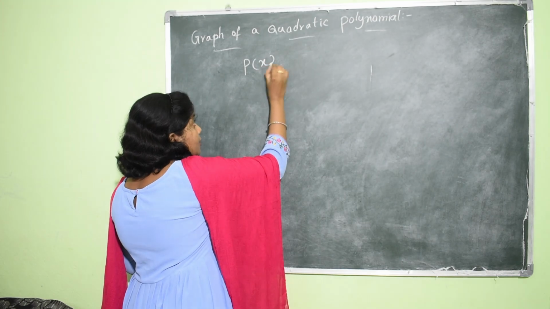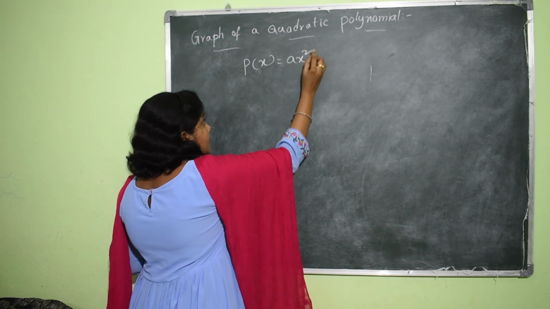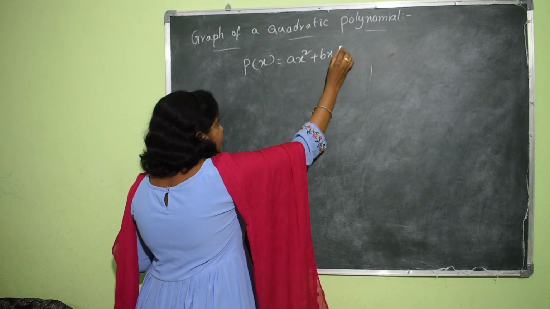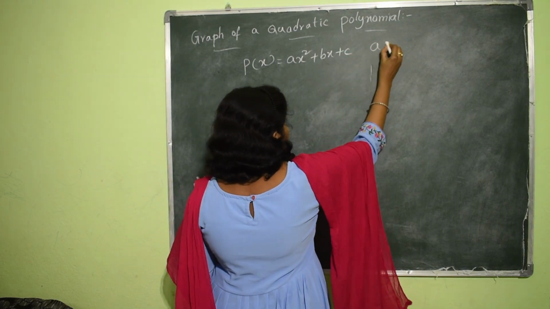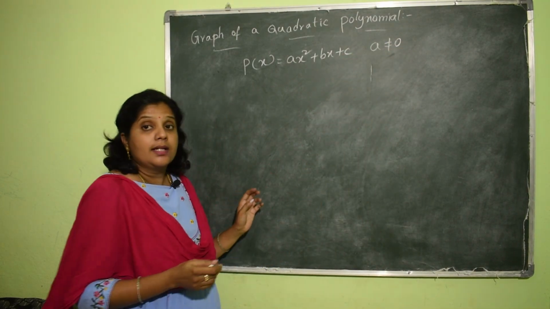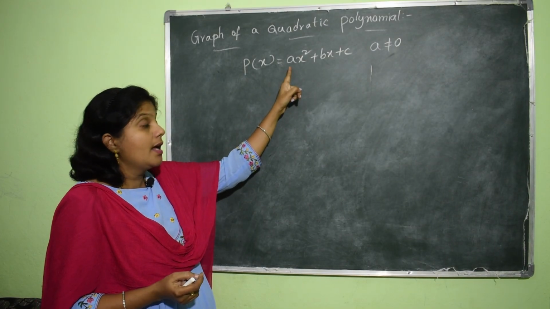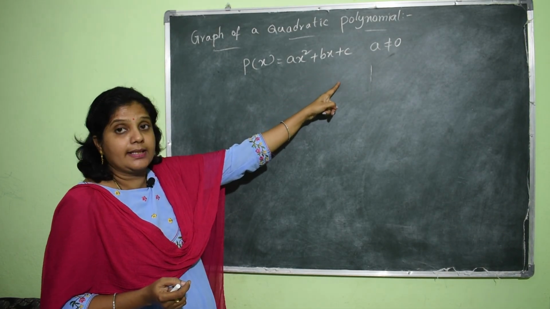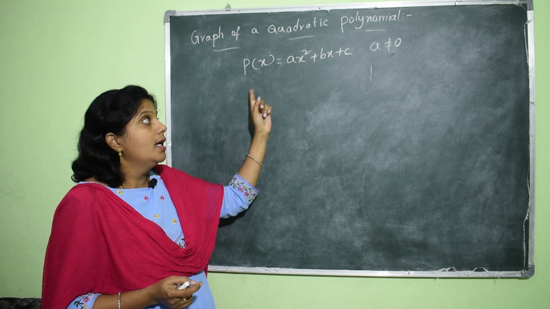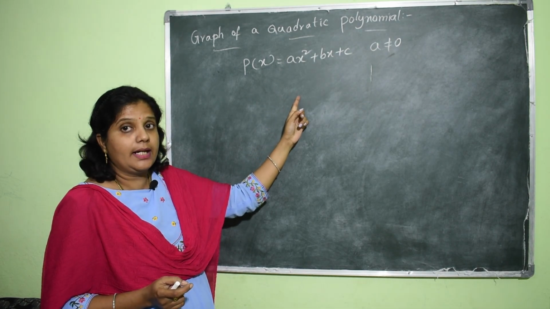P of x is equal to ax square plus bx plus c, where a is not equal to 0. Here a is not equal to 0. What is a quadratic polynomial? ax square plus bx plus c, a is not equal to 0. This is the general form of a quadratic polynomial.